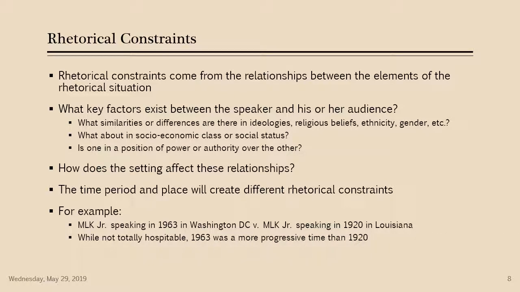While not totally hospitable, 1963 was far more progressive as a time period in the United States than 1920. Also, Washington, D.C., the nation's capital, was much safer for a black man to deliver a message like this than Louisiana had been back in the 1920s, with the very quick rise of the Ku Klux Klan and all the lynchings that they had going on.